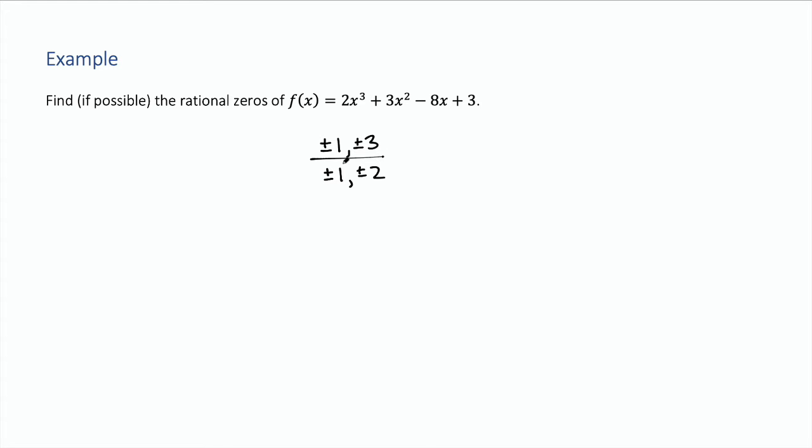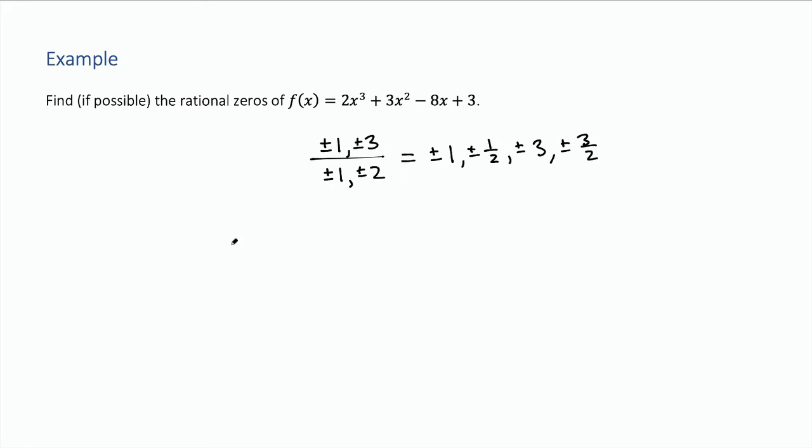So to do each of these, we want to look at each way to divide these. So we have positive or negative 1 over 1, which is 1. Okay. Positive or negative 1 over 2. Positive or negative 3 over 1, which is just 3. And a positive or negative 3 over 2. So those are our possible zeros for this polynomial here.